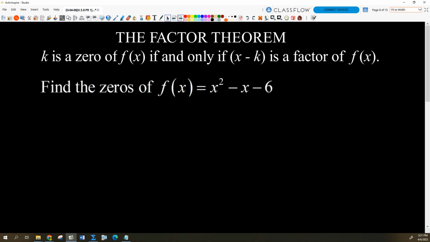Okay, this will help. Let's go through one more example. I'm going to remind you about something that you already know really well. Find the zeros. This is an application of the factor theorem. K is a zero of f of x if and only if x minus k is a factor of f of x. Find all the zeros of f of x equals x squared minus x minus 6. You guys have done this 1,000 times, but you've never probably made this exact connection.